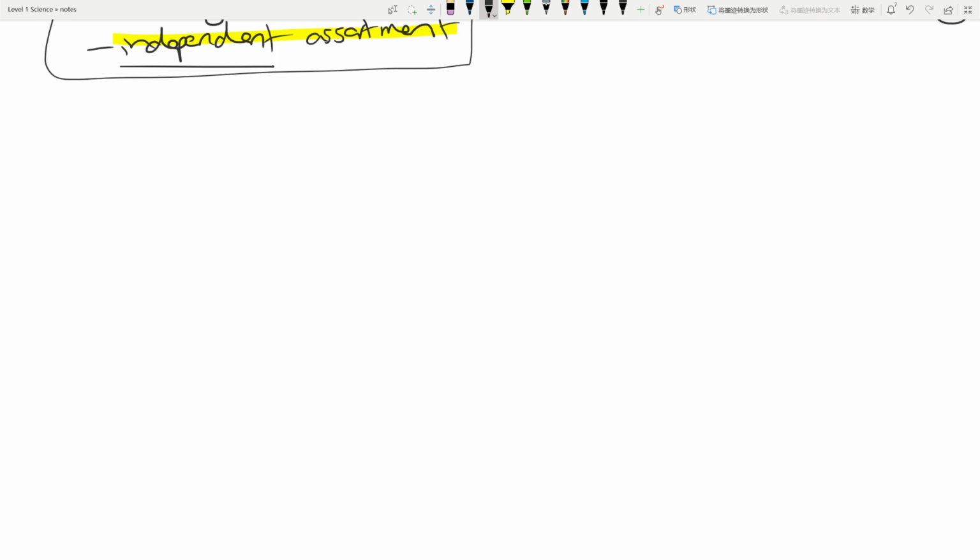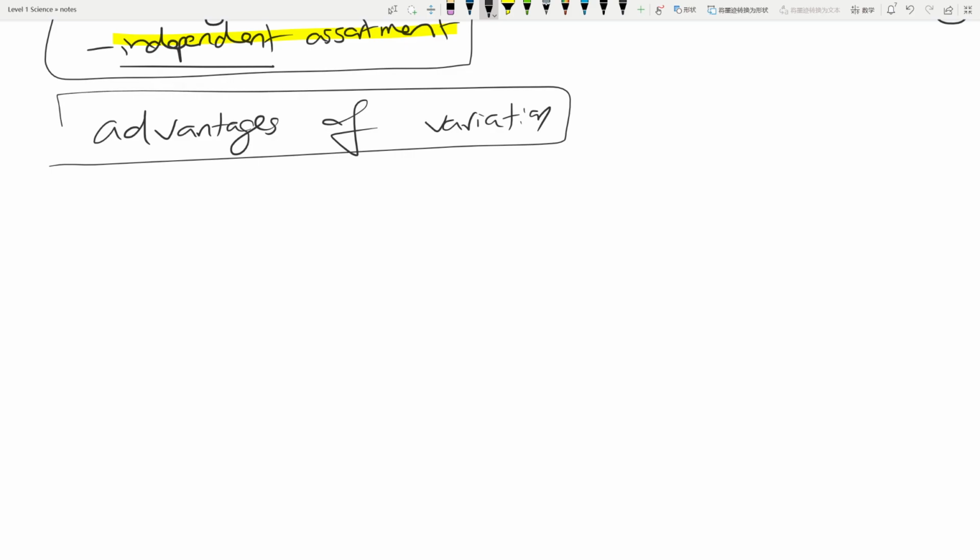It's quite time consuming. Why do we do this? So what are the advantages? What are the advantages of variation? Now, the most common example, and I'll be very, very surprised if they don't ask this in the exam. But why is variation good?